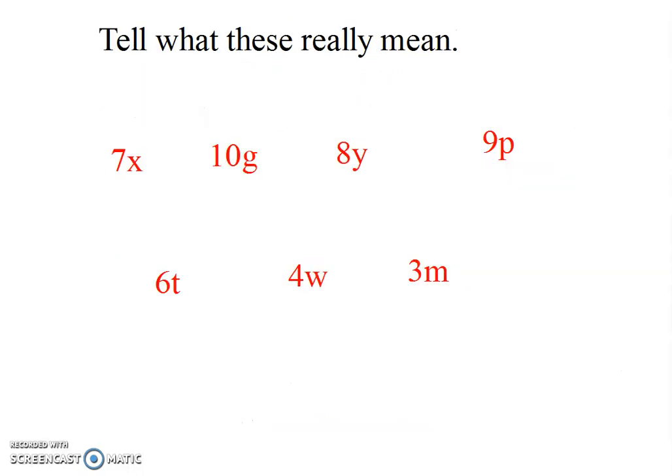So really quickly, I just want you to say what these mean. 7x would mean 7 times x. 10g would be 10 times g. 8y is 8 times y. 9p is 9 times p. 6t is 6 times t. 4w, 4 times w. And 3m is 3 times m.